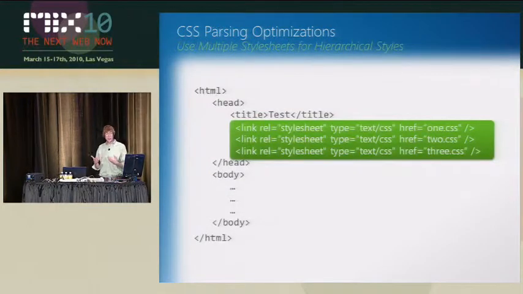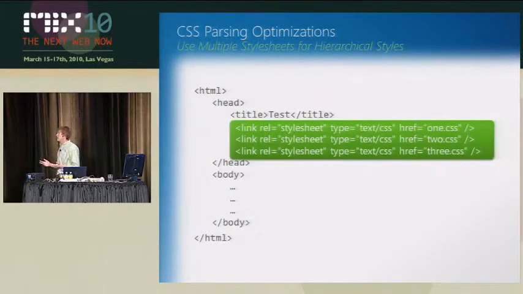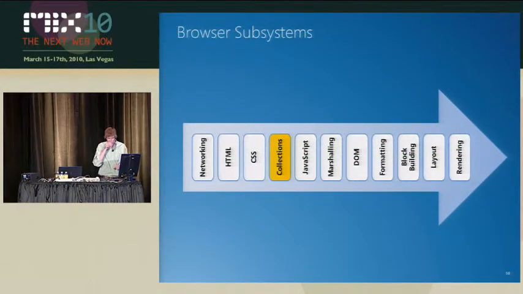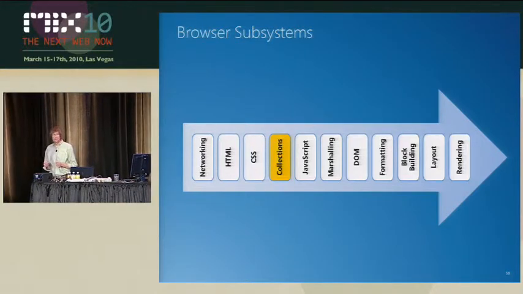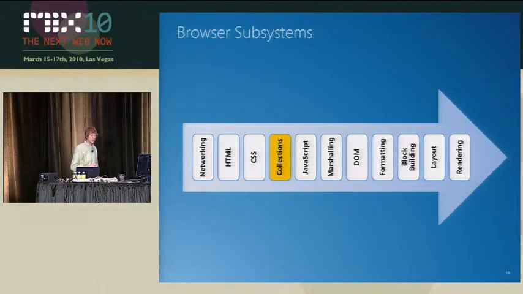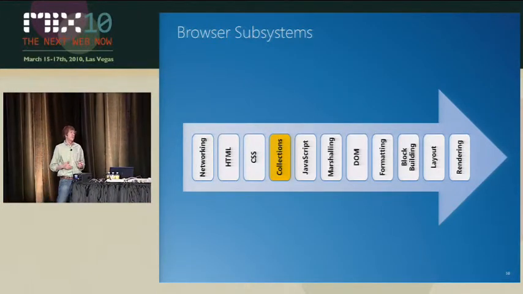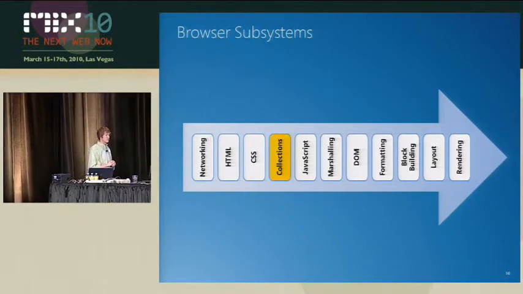For scenarios where you'd like to create hierarchical styles, we recommend multiple style sheets, again linked at the head of your HTML. The next browser subsystem is what we call the collection subsystem. I'm not going to recommend any best practices here today, because if we go back to our pie charts, it was the smallest slice of pie. But really, collections is, you think of it as a collection of attributes associated with your HTML elements.